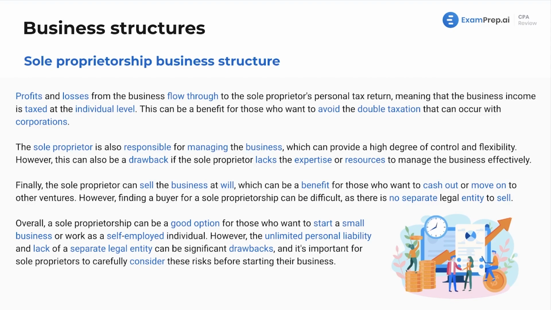However, with sole proprietorships, if I have a nice little bakery and I am selling my cookies and cupcakes and all that good stuff, I just get taxed once with that income on my individual tax return. Now, the sole proprietor, the owner, this is me running my little bakery, running my CPA business. You're also responsible for managing the business, which can provide a high degree of control and flexibility. You're not going to be having to report to shareholders or anything like that. However, it can also be a drawback if you lack the expertise or resources to manage the business effectively.